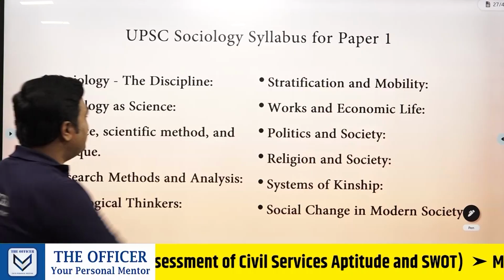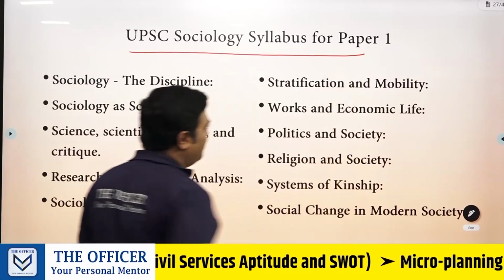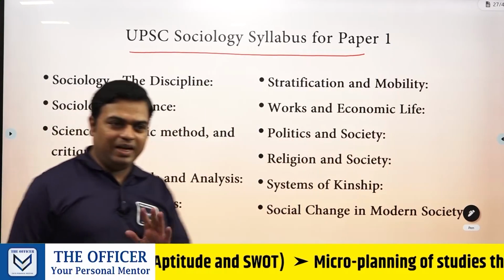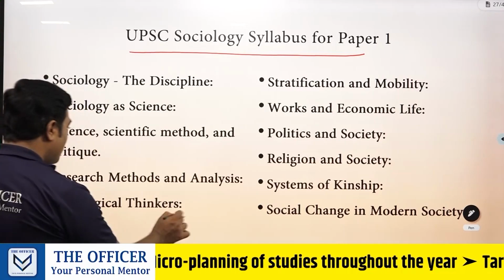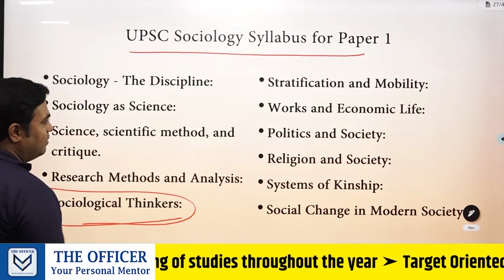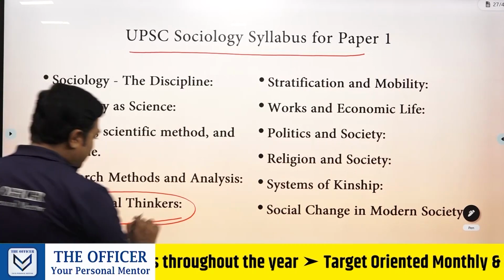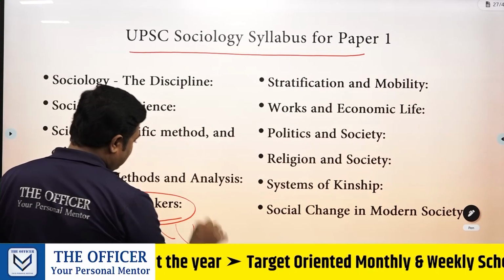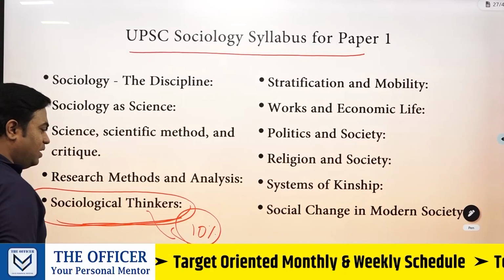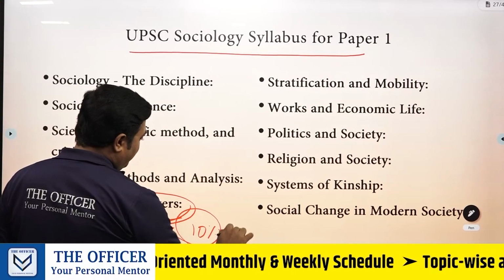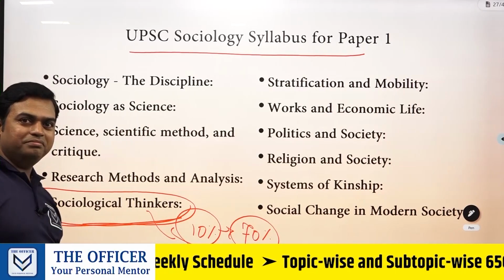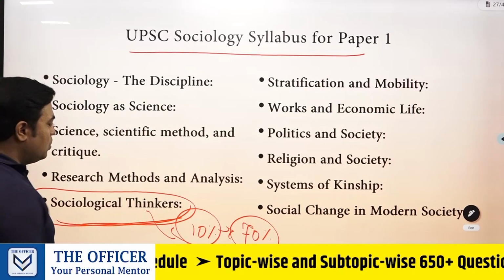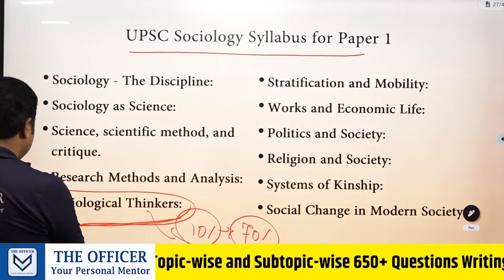Now look at the sociology syllabus of paper 1. We have, folks, only 10 topics. In these 10 topics, the most important is the sociological thinkers. 10% of the syllabus is the sociological thinkers, but it gives you more than 70% of marks in your success in the exam. So this is the most critical part.